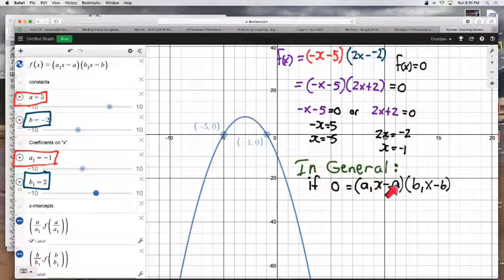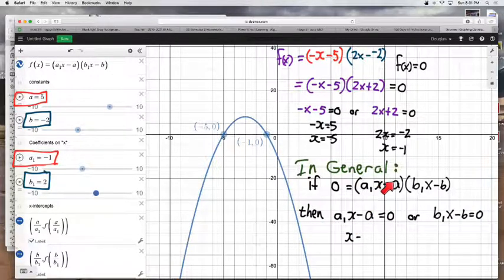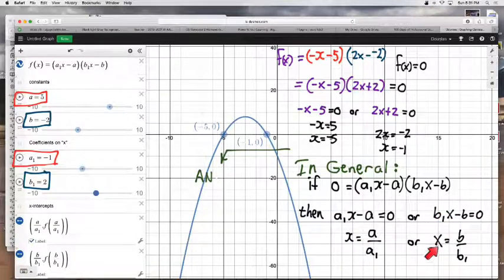If I have two linear factors equal to 0, I can find the x-intercepts by solving each of these linear factors. I'll add a to both sides and then divide by a1, or I'll add b to both sides and divide by b1. So you can see in my coding over here, I just made coordinates a over a1 to give us the x, and then f of a over a1 to give us the y, and the y always turns out to be 0. So that's how I managed to get the graph to always show the x-intercepts.